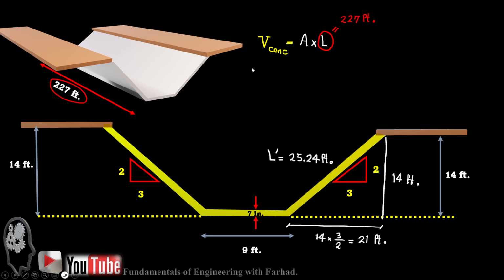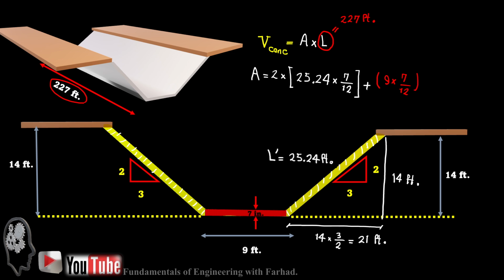So we can easily calculate the area. Our area is two of these sides, which are 25.24 feet times 7 inches over 12, to turn it into feet, plus the reddish rectangle at the bottom. So that's this part, and that's again 9 feet times 7 over 12, conversion of 7 inches to feet. And then you can easily calculate the area is 34.70 feet squared.